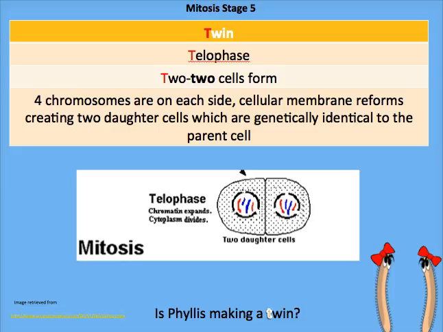The final stage of mitosis occurs with the creation of 2 genetically identical cells through the process of telophase. T is for 2 and for telophase. During telophase, the cellular membrane reforms and we have 2 distinct cells which are genetically identical to one another.